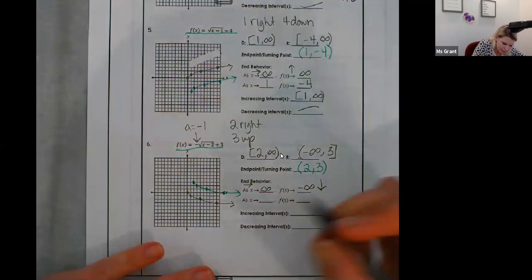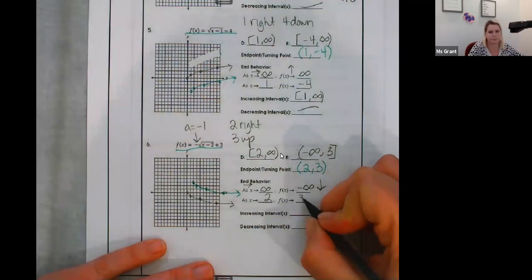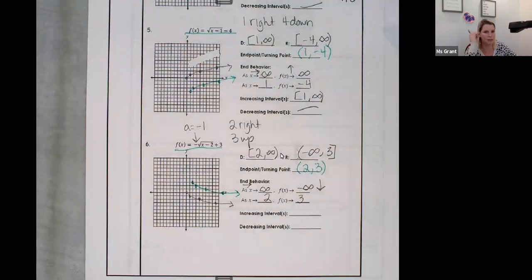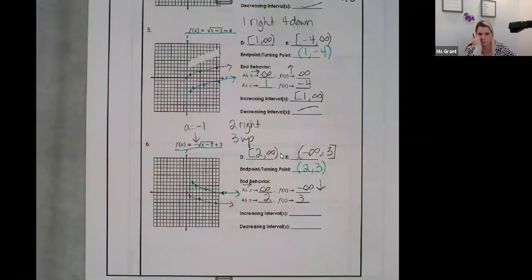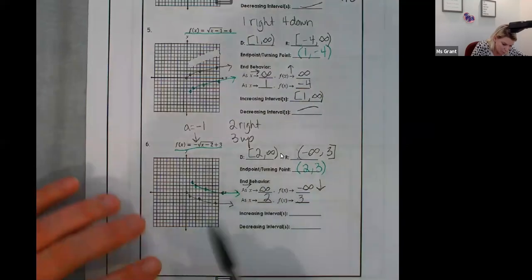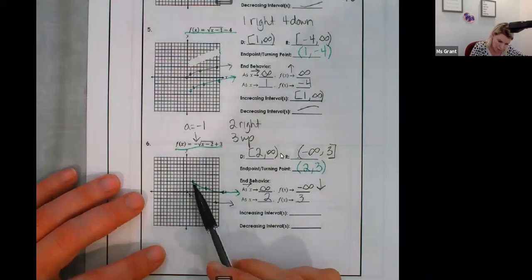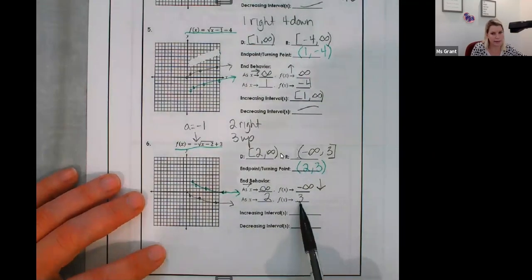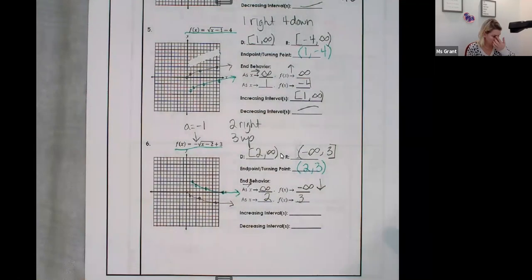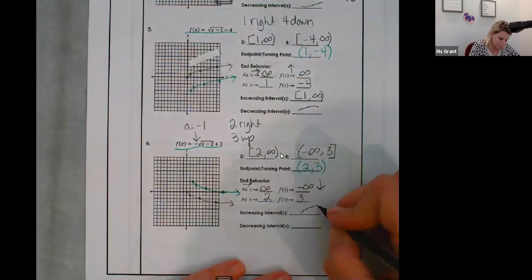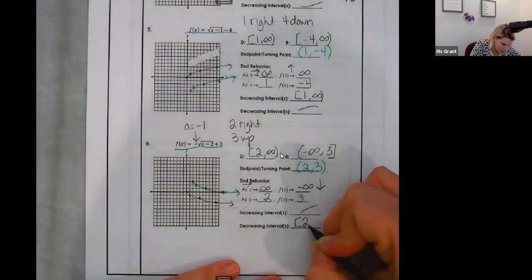And as x, here's my endpoint, 2, 3. That's always like my second end behavior. Because when x is at 2, where's y? When x is at 2, where's y? It's at 3. This graph does not increase at all, but it sure does go down, 2, infinity.